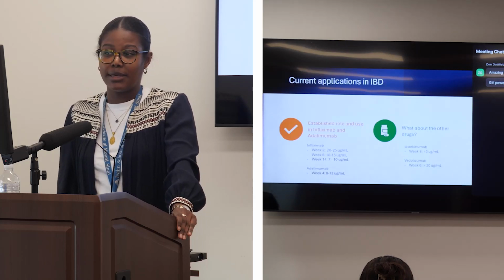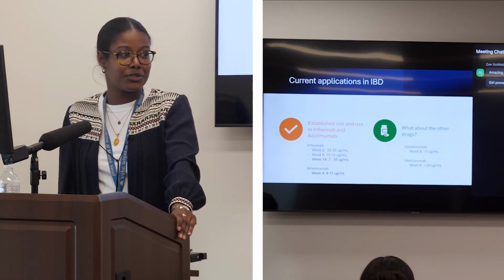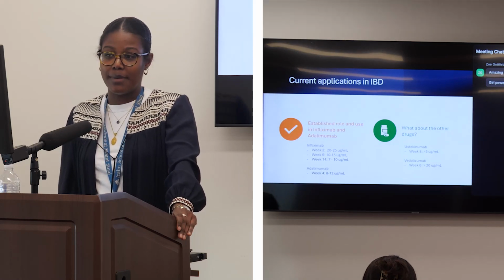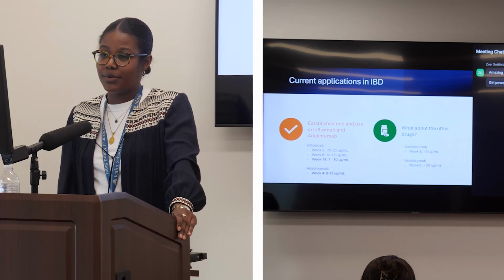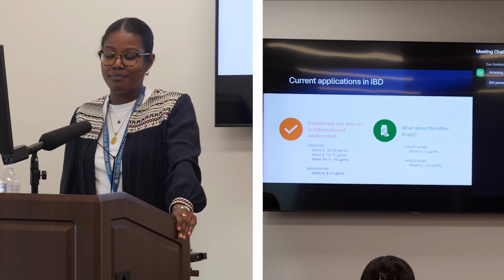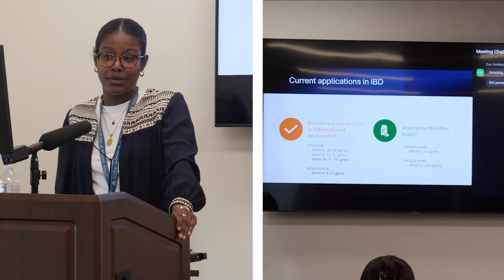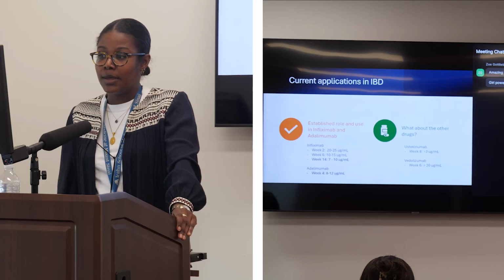What are the current applications of TDM in IBD? So there is a bit of an established role and use in infliximab and adalimumab, but most therapeutic targets have been established through post-hoc analyses. So we don't have many solid studies that support the use or how to use TDM in IBD.